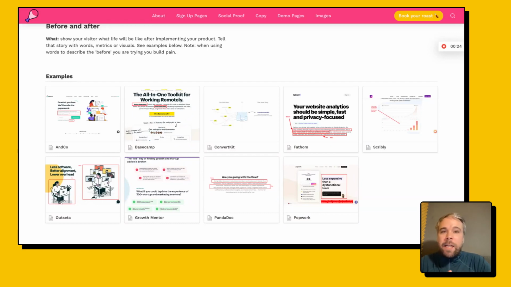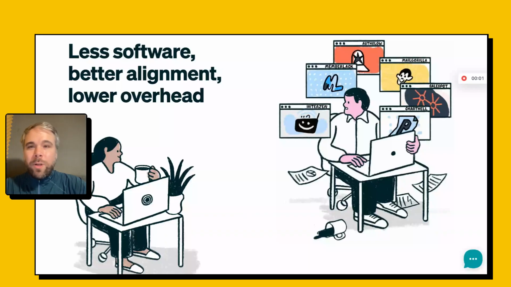You should find a clean and clear way to articulate it on your page, and hopefully you'll drive more people through into the sign-up flow. Example number one would be the Outseta landing page, which talks about how using their tool can reduce the amount of software you need, better align your business, and minimize your overhead.